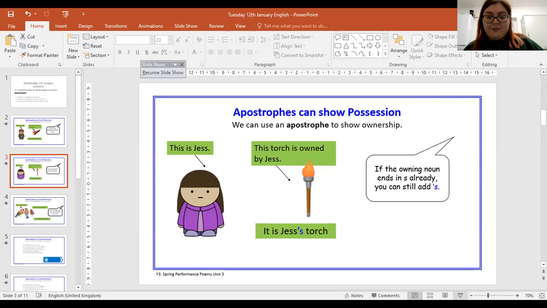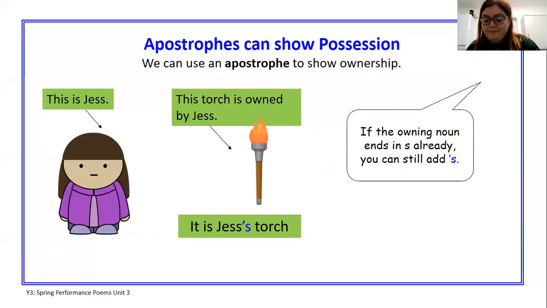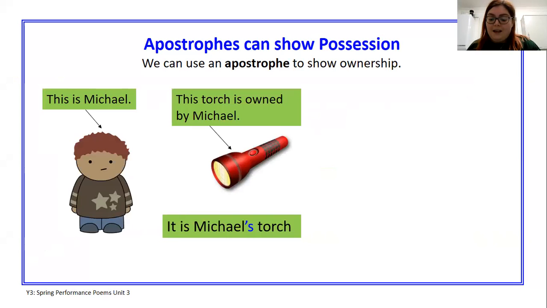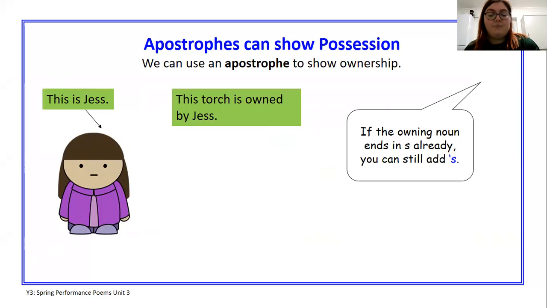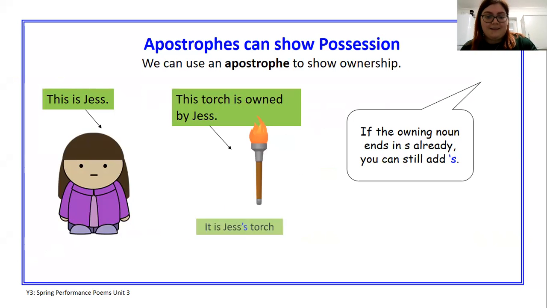So there were just examples there for you. Remember the first one, I'm just going to go back, is a name that ends in an S. So we just add an apostrophe S. And when we do have names that end in S, we still add the apostrophe S.